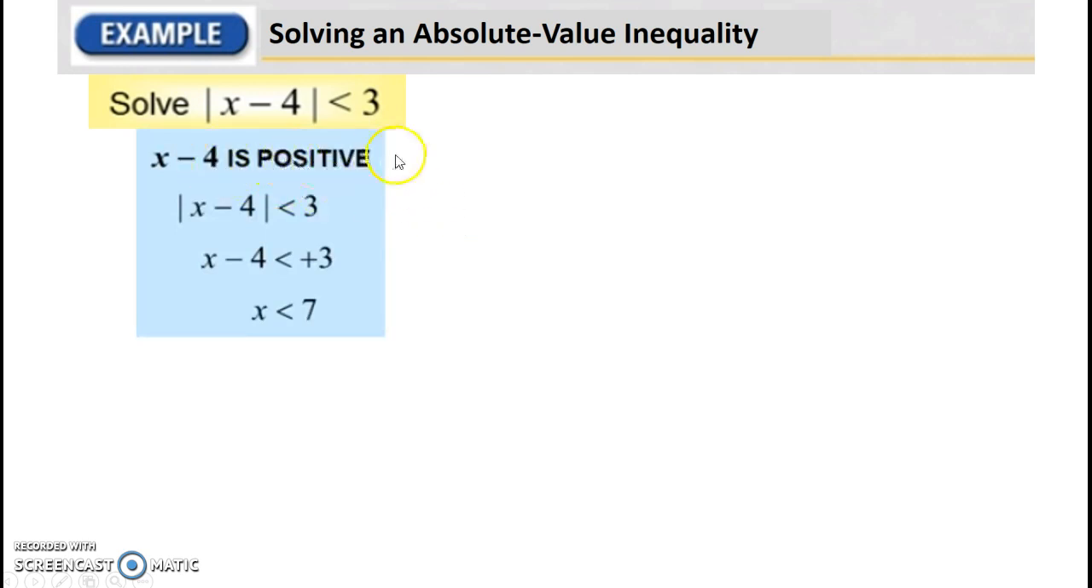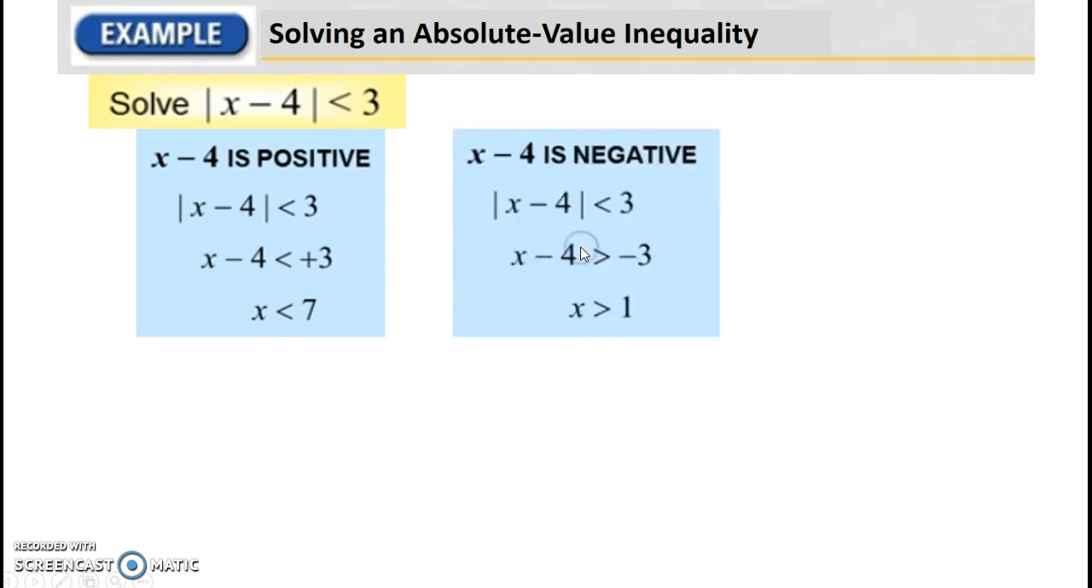So if x minus 4 is positive, we've already isolated the absolute value symbols, and so then we have x minus 4 is less than positive 3. We add 4 to both sides and we get x is less than 7. Now on the negative side, we've isolated the absolute value bars. We have x minus 4 is less than 3, but when we set it to the negative 3, what we have to do is reverse this inequality symbol right there. And then we add 4 to both sides and we get x is greater than 1.